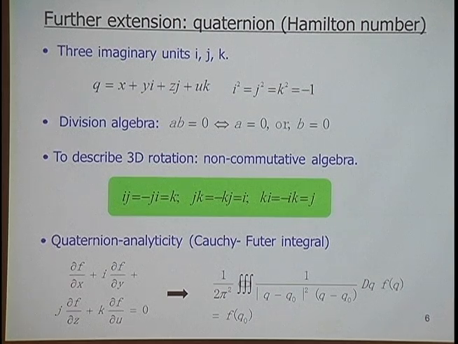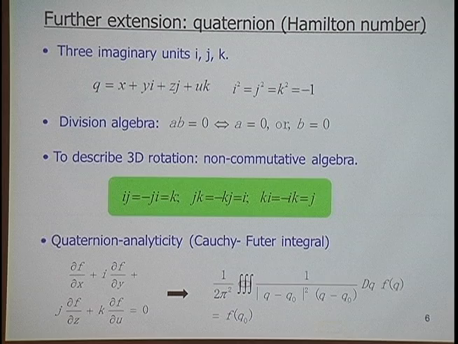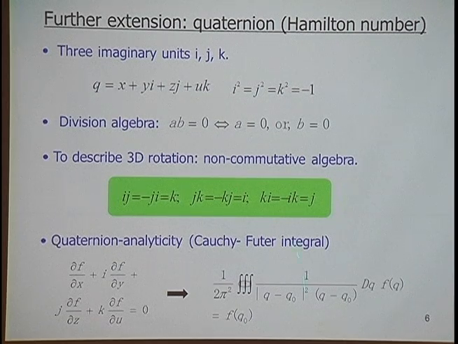world is three-dimensional. So Hamilton wondered whether we can extend the complex number to describe three-dimensional rotations. He quickly found that if we want to extend, we need to add another two imaginary units. So we will have a quartet of real numbers, which we call quaternions. And these quaternions also form a division algebra, which means that if A times B equals 0, then either A needs to be 0 or B needs to be 0.